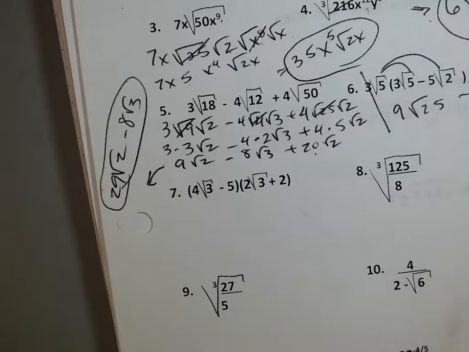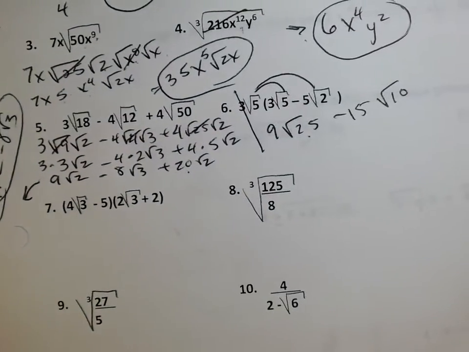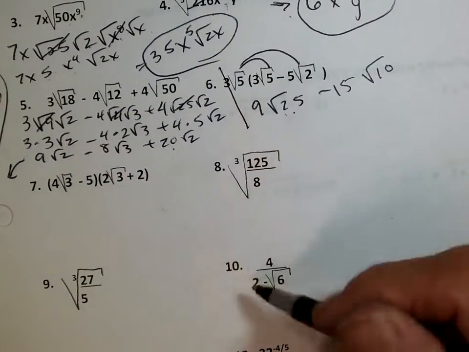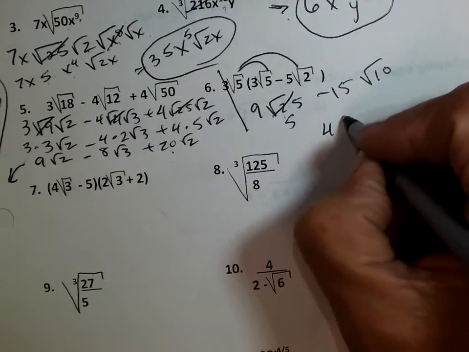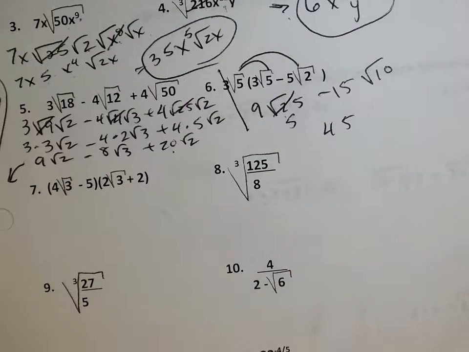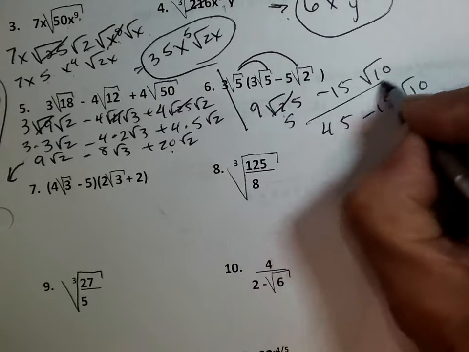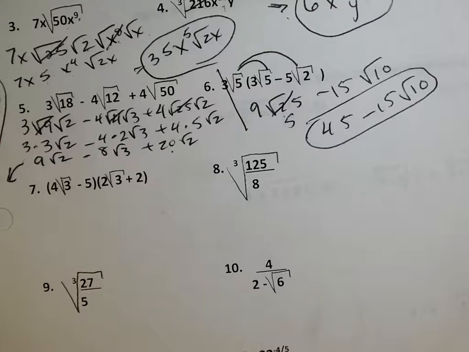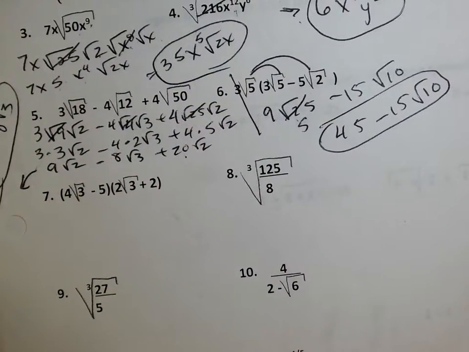All right, what can I break up? Well, the square root of 25, yeah, I sure can. The square root of 25 is 5. 9 times 5 is 45. And the 10 I can't break down at all. 2 and 5 can't, so I'll leave that as minus 15 square root of 10. Okay. All right. How am I doing? Am I going too fast?